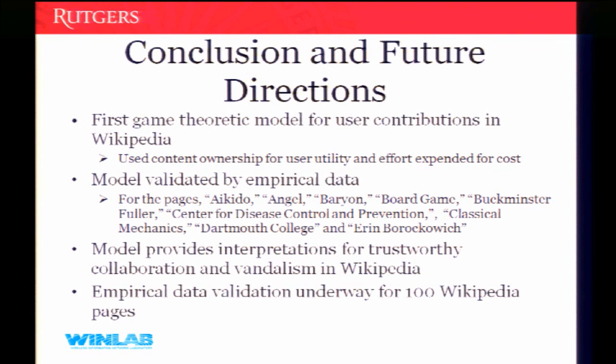So what we have essentially done is we have come up with the first game theoretic model to model user interactions in Wikipedia. We formulated a non-cooperative game, used content ownership as the utility and effort as the cost, and we validated our model for these pages, and we found how our model can be interpreted for trustworthy collaboration and vandalism. What we are now doing is we have 100 other Wikipedia pages for which we are applying this model against the data to see whether we can get similar insights.